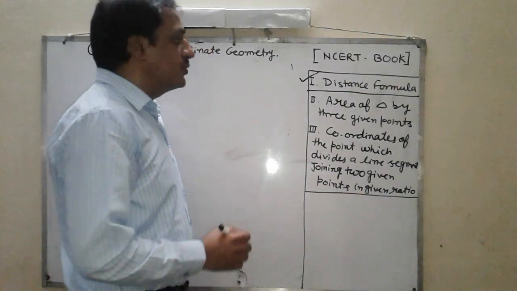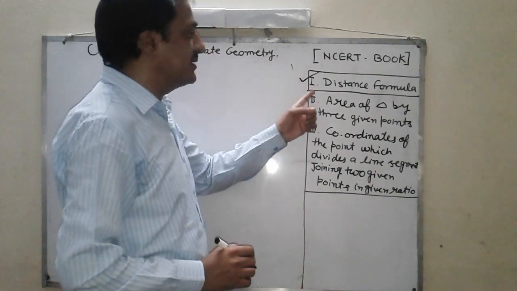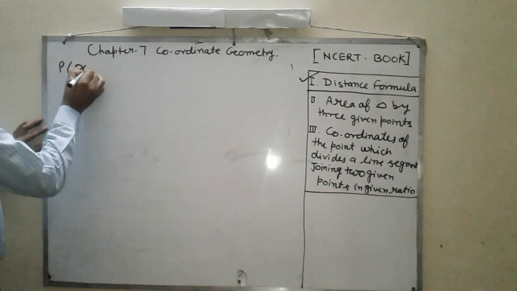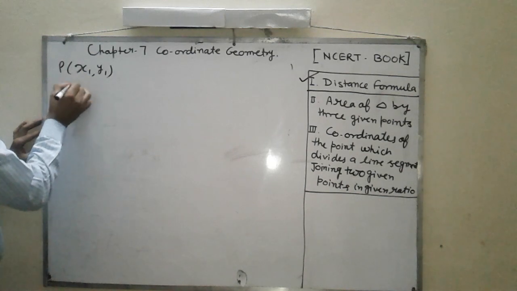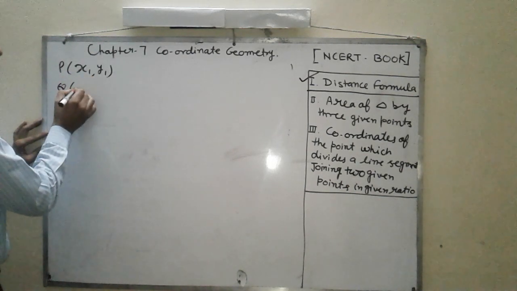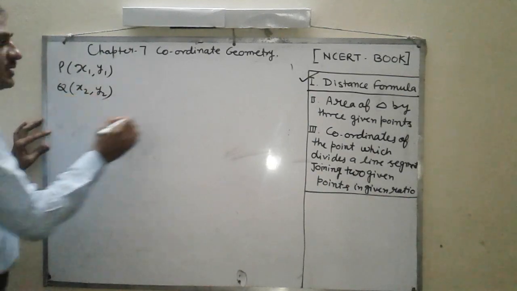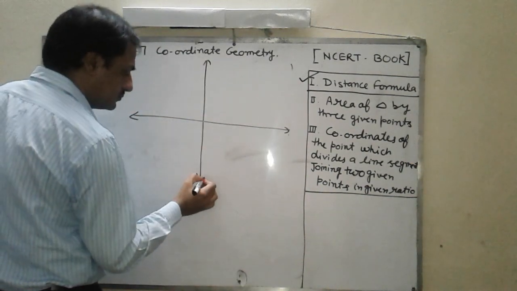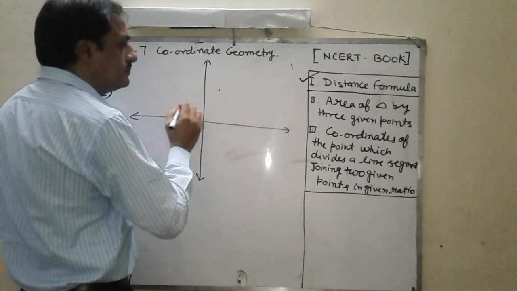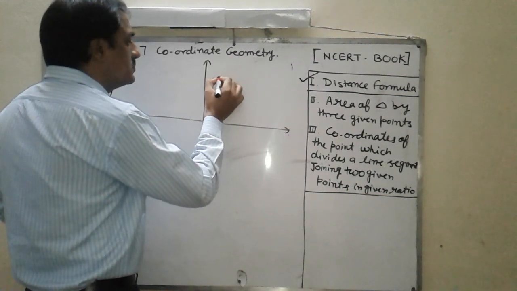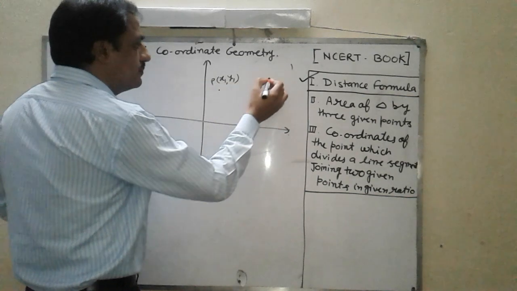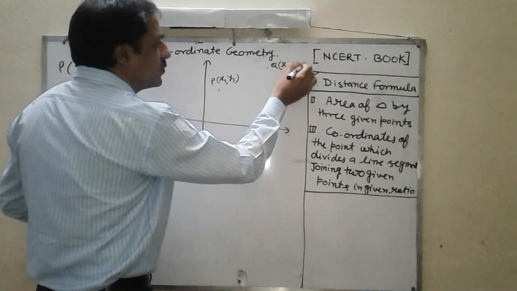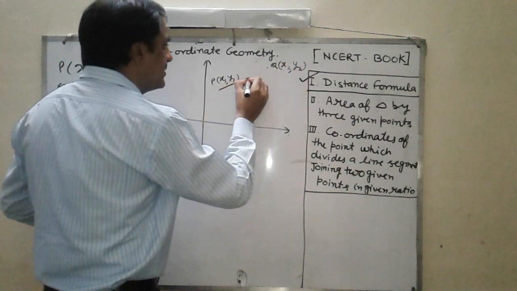First, I am going to find the formula for how to find the distance between two points. Suppose two points P and Q are, the point P is (x1, y1) and point Q is (x2, y2). Suppose this is point P, x1, and this is point Q, x2, y2. Now I am going to join these 2 points.